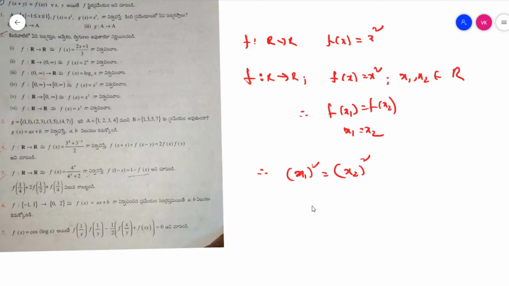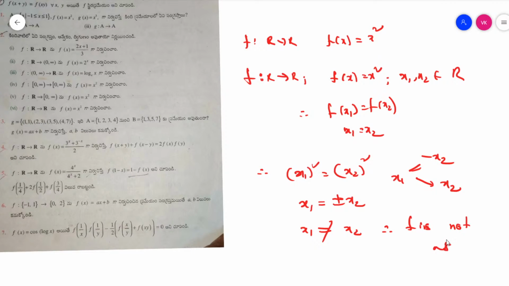While applying the square root on both sides, we get x1 is equal to plus or minus x2. That means sometimes we get x1 equal to minus x2, and sometimes plus x2. Thus we cannot write x1 is equal to x2 in all cases. Then f is not an injection function.